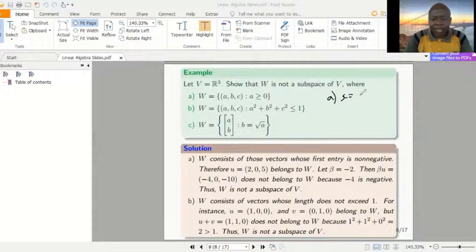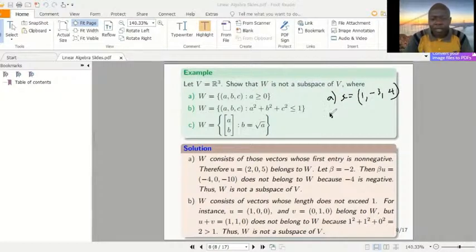So we can have vectors like, just give me examples of vectors there. We can have vectors like (1, -3, 4). There's no problem. We're not concerned with the second and third elements. We are only concerned with the first element. It must be greater than or equal to 0. So this vector therefore qualifies.